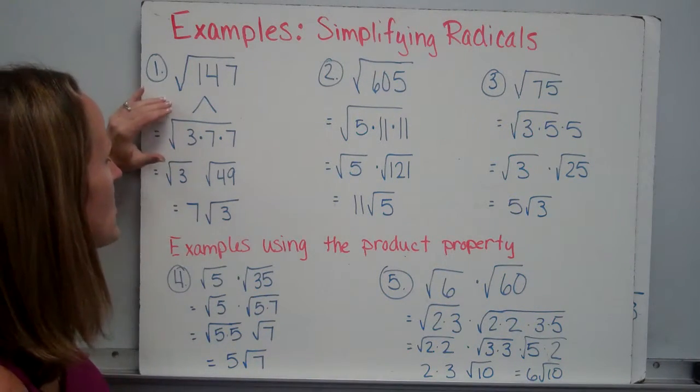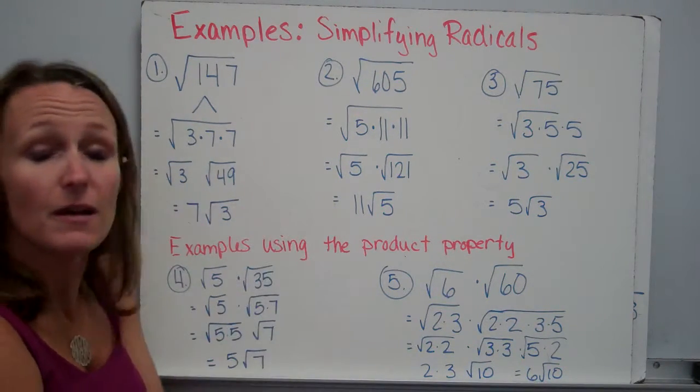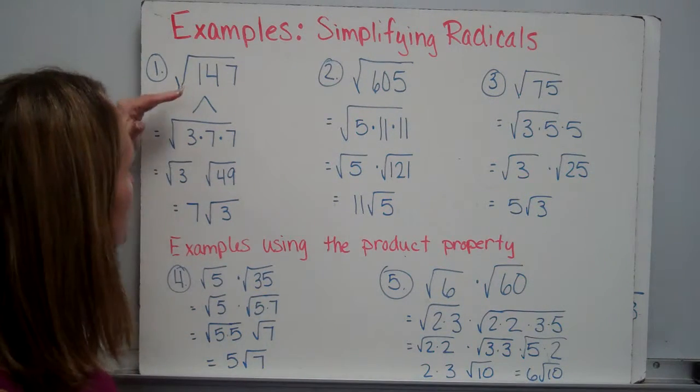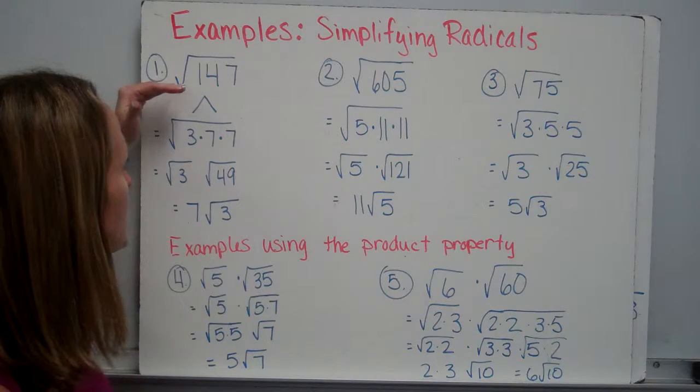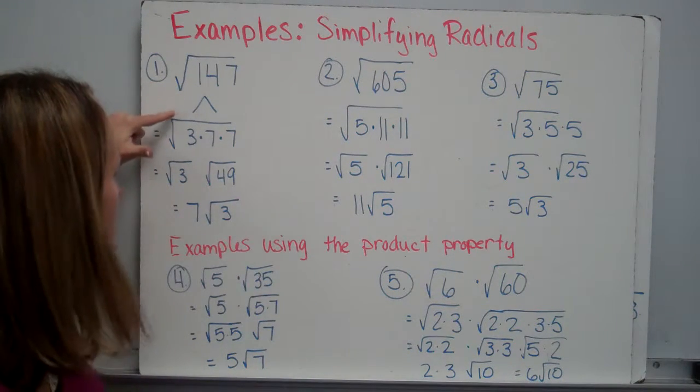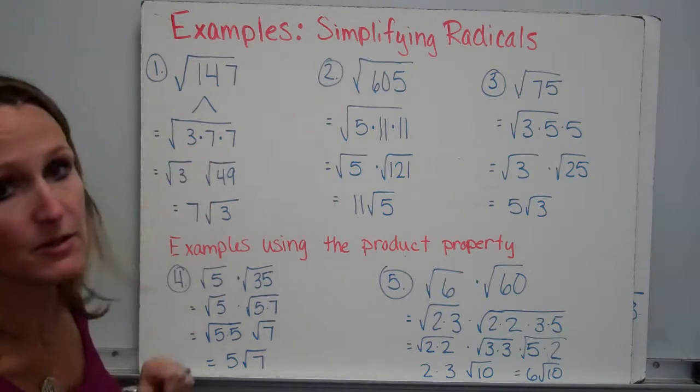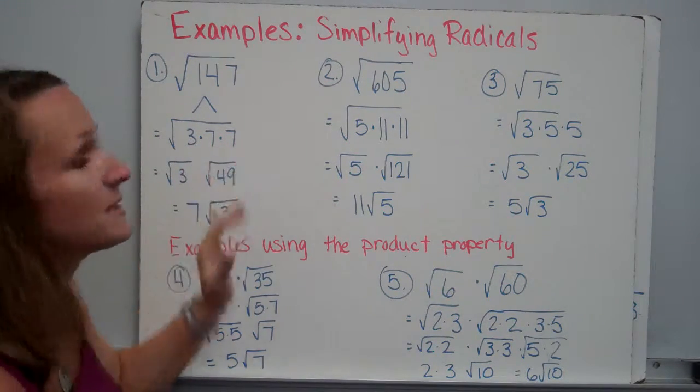So number 1, I took 147. Now, these problems are where you're really going to need to know your factors. So 147 is equal to 3 times 49. So I broke it down. Look, here I've got my factor trees going. 3 times 7 times 7. Okay, well, 7 times 7, that's a perfect square.